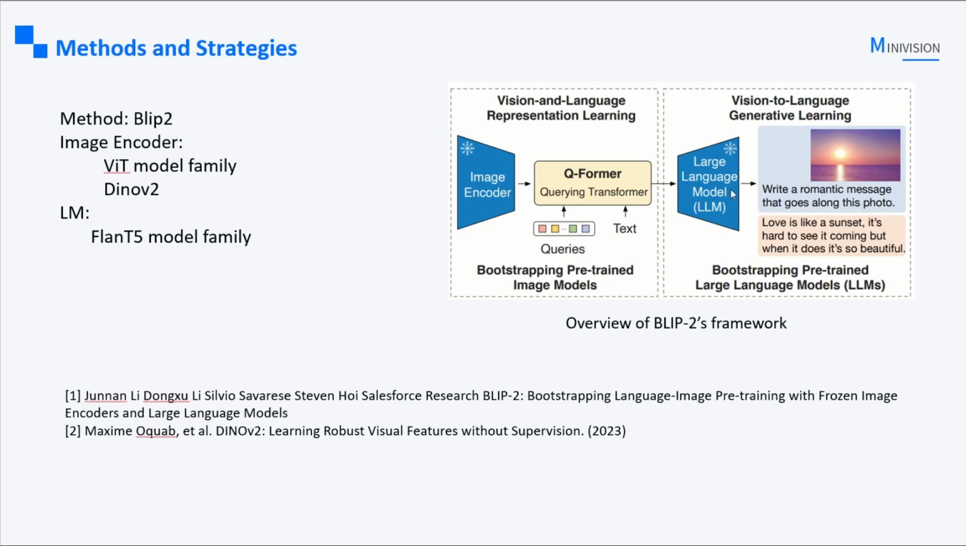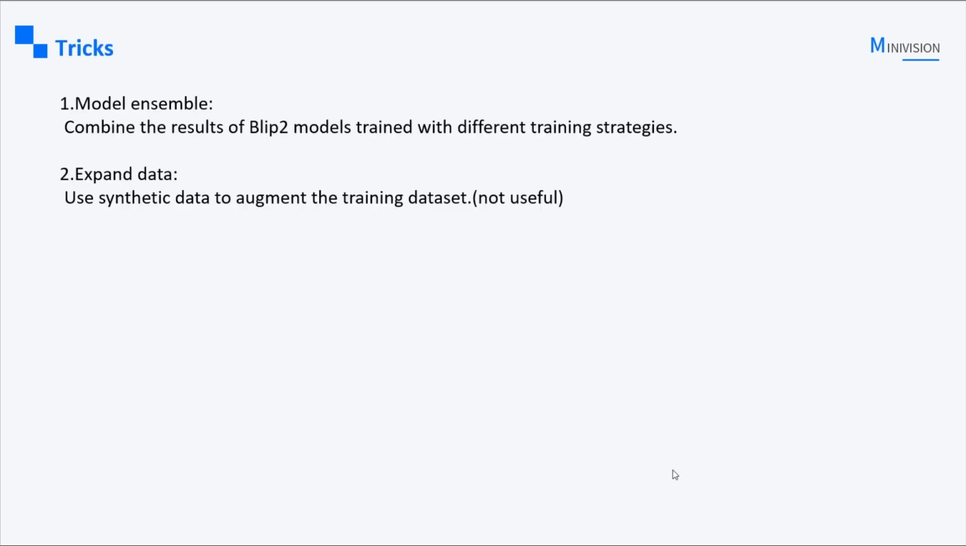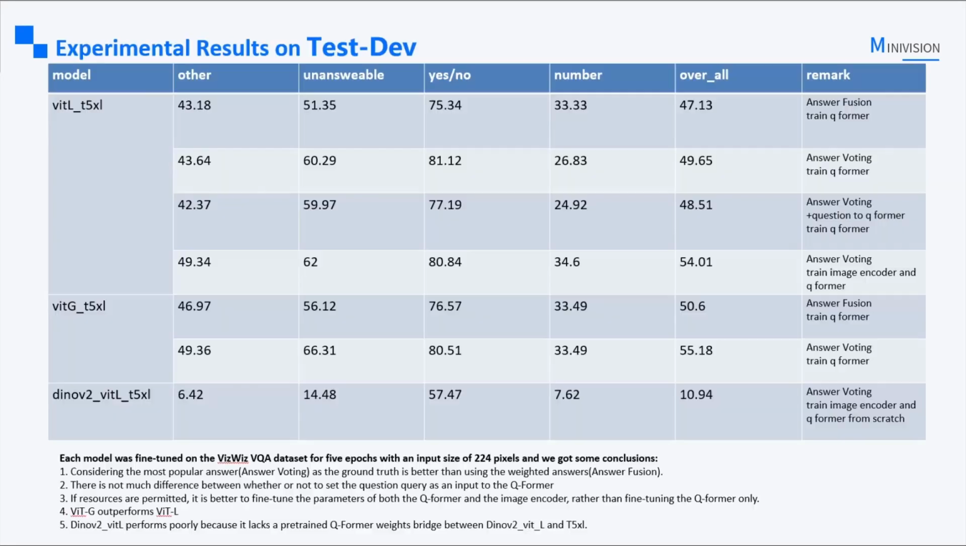In this challenge, we use the ViT model family as the image encoder and the Flan-T5 family as the large language model. We experimented with model fusion by combining the outputs of BLIP-2 models trained with different training strategies. We first trained the BLIP-2 model with different training strategies. Each model is trained for 5 epochs. And then we got some conclusions.